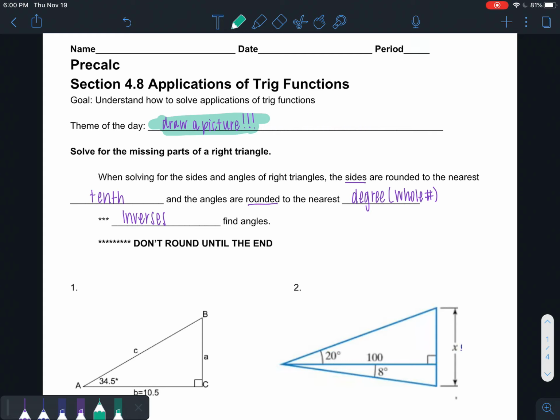So when solving for the sides and angles of right triangles, the sides are going to be rounded to the nearest tenth, and the angles are going to be rounded to the nearest degree, and that's the nearest whole number. Okay, and then also just remember the inverses find angles. That's something we talked about before. And something maybe we didn't talk about that's really important is not to round until the end. Your answers, if you round before the very last step, will be close, but they won't be absolutely correct. So make sure you don't round until the end.